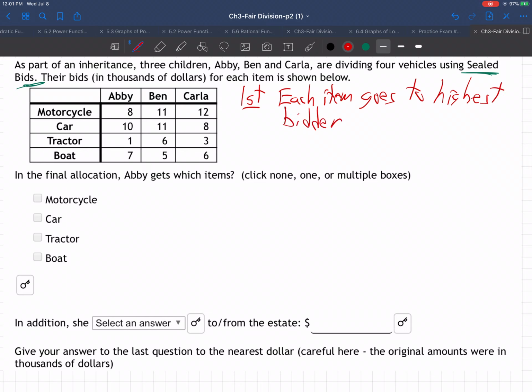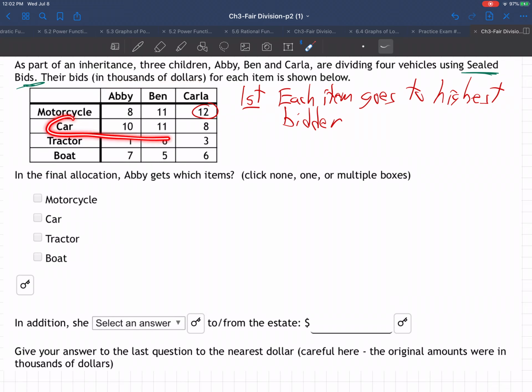So who bid the highest? Let's start here with the motorcycle. So who bid the highest for the motorcycle? Carla. Carla bid the highest. Oh, by the way, I should say this is an inheritance. 3 children, Abby, Ben, and Carla, are dividing 4 vehicles. So how do you fairly divide 4 vehicles among 3 people? Well, this is the method of sealed bids. Notice these are in thousands of dollars.